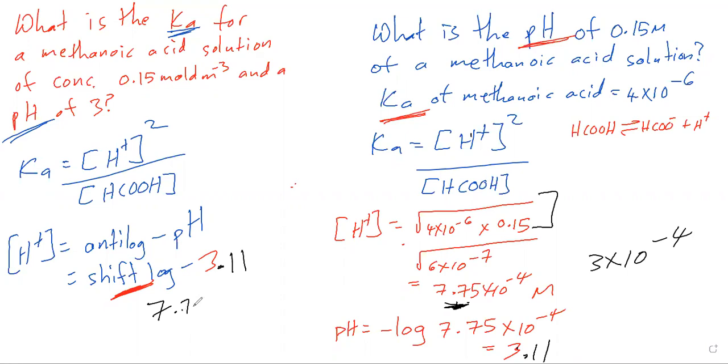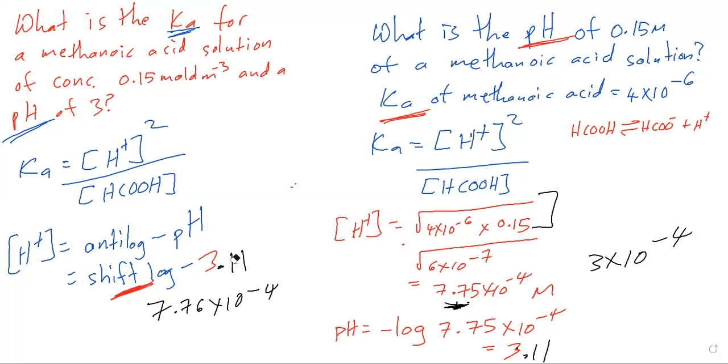Yes, 7.76 times 10 to the negative 4. But when you do it with 3, you get 1 times 10 to the something. All right, good.